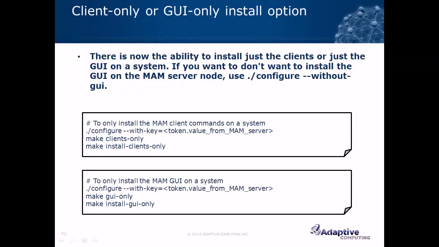Another request has been, I've got to install MAM. I install it on the head node, but I want to install the clients, and I want to install the GUI on a separate node. How do I do that? We now have options that allow you to install the clients and the GUIs separately. So to install the MAM clients on the system, you would configure, and you just specify the same secret key that was used for the server.